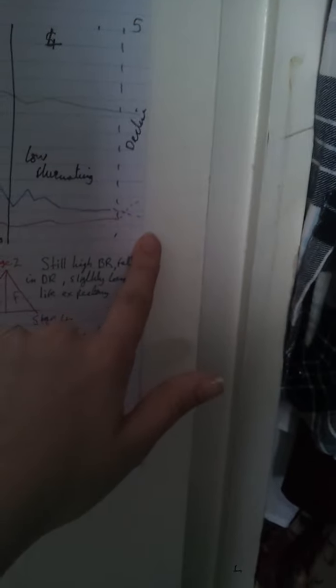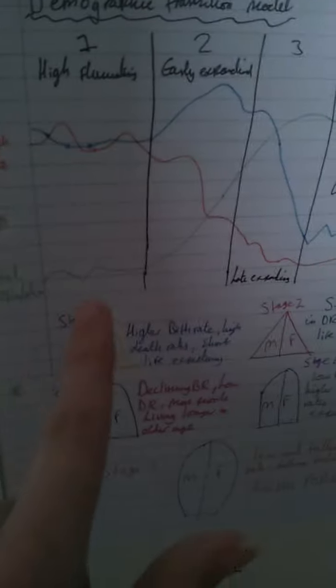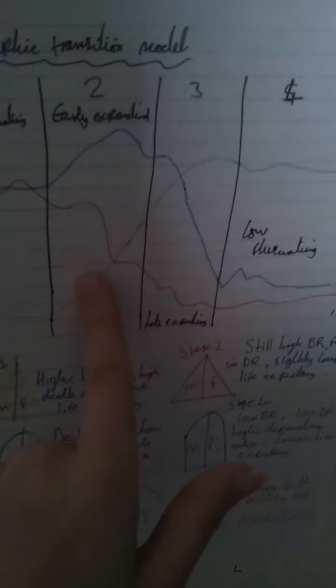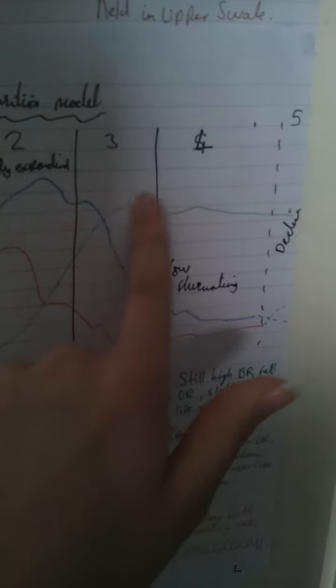And then we have low fluctuating with birth rate and death rate, although they don't really fluctuate, it's what it's called. And then decline, which is like this because it's not really happened yet, but it's where death rate goes ahead of birth rate. And here, this green one is your total population, so you can see it increases quite rapidly going into the second one, and then third one it more levels out before declining if you go into 5.